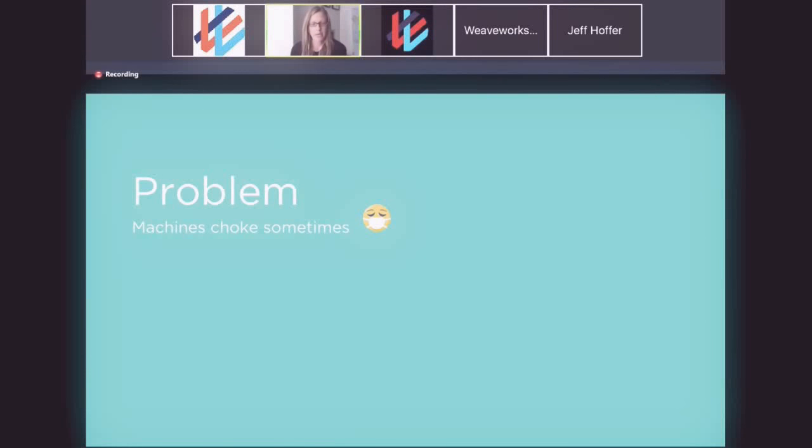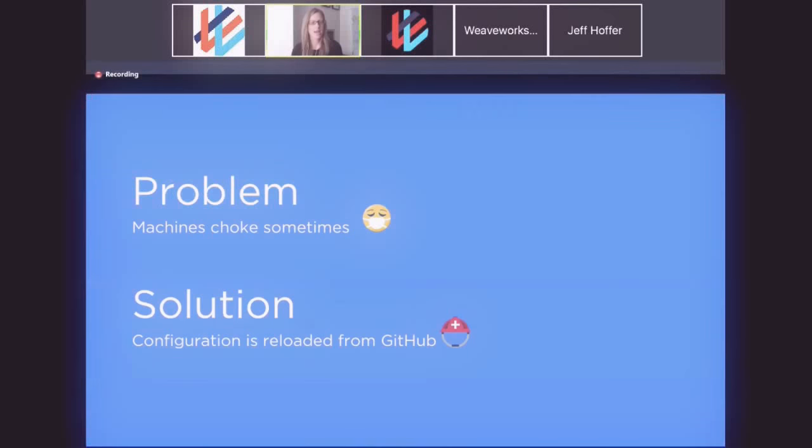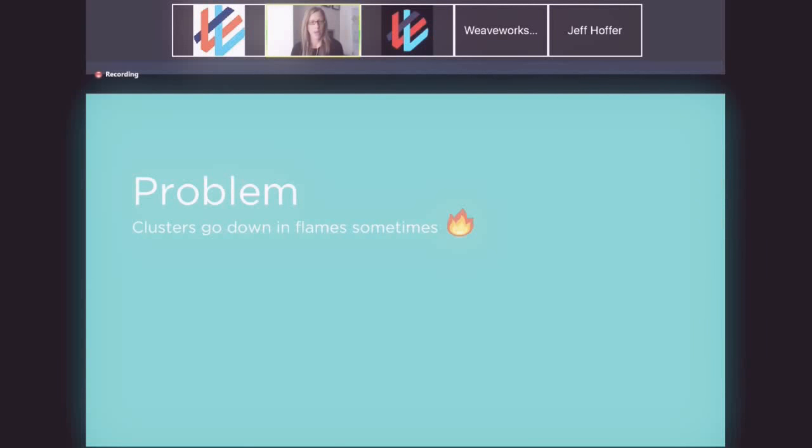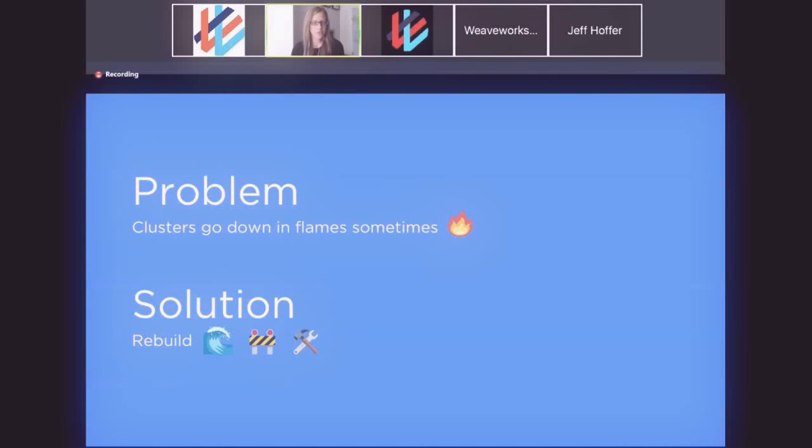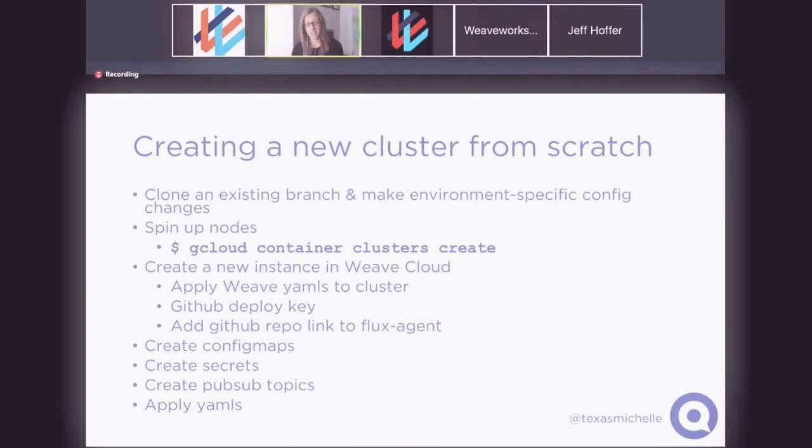But another problem that we ran into is that sometimes nodes will die. But because we always have that single source of truth living in a persistent state in GitHub, we can very easily reload from that repo. And sometimes not just a node will die, but an entire cluster will go down in flames. Sometimes it'll get in some sort of weird state that we don't really understand, or it'll just die and we'll lose communication with it. It's pretty trivial to rebuild because so much of it is command line based and automated.